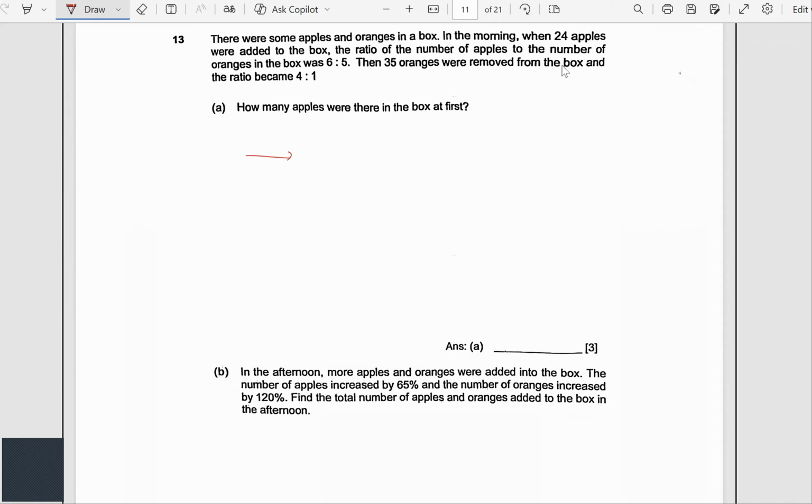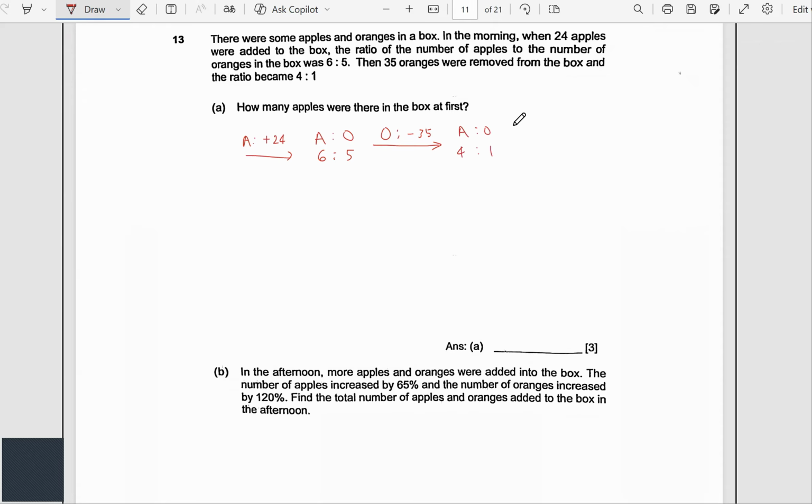So apples plus 24. Then the ratio became 6 to 5. Okay, then oranges, 35 were removed. And the ratio became 4 to 1.